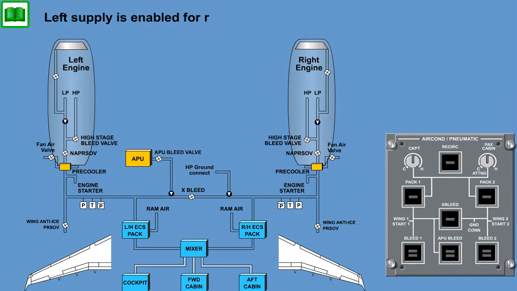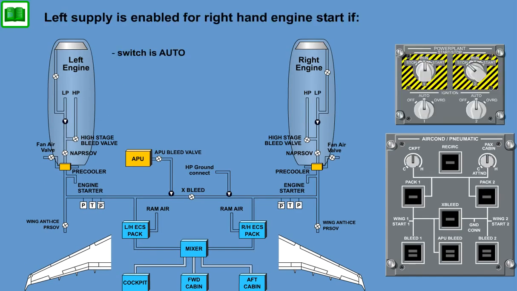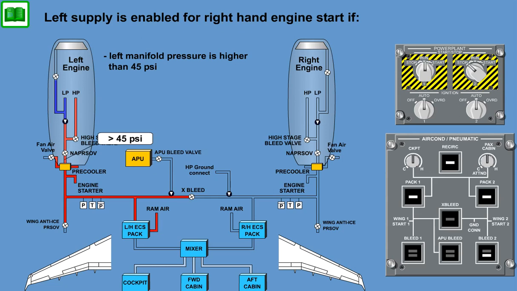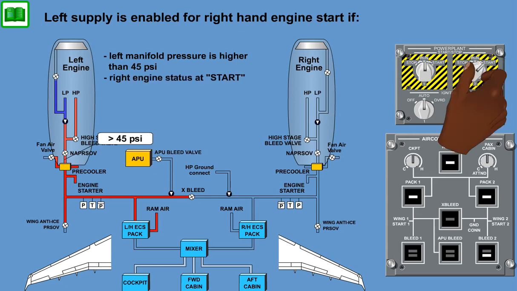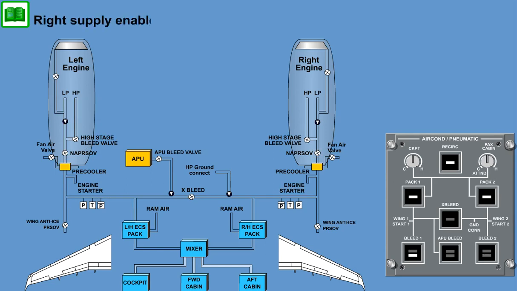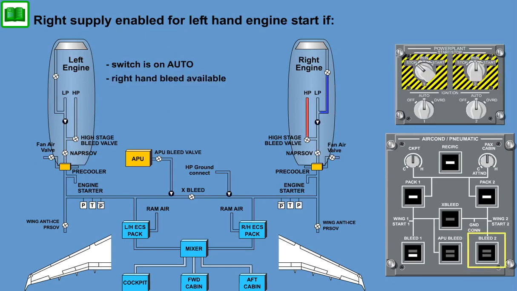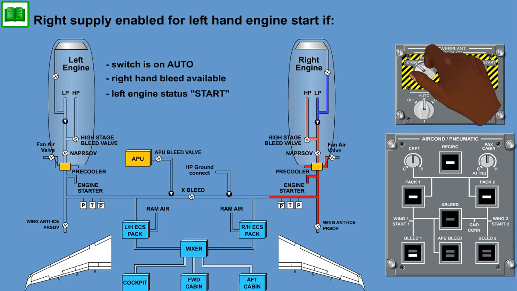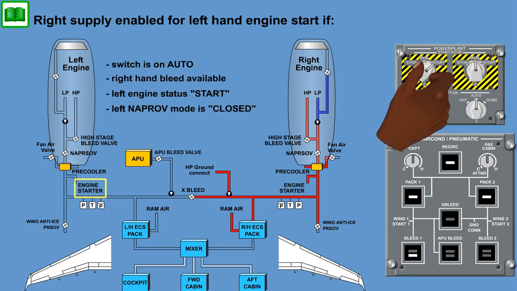Left supply is enabled for right-hand engine start if switch is auto and left engine bleed available, or left manifold pressure is higher than 45 psi, and right engine status at start, and right-hand in APR SOV mode closed. Right supply enabled for left-hand engine start even if leak is present, if switch is in auto and right-hand bleed available, and left engine status start, and left in APR SOV mode is closed.